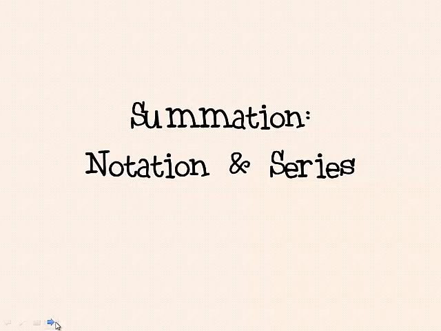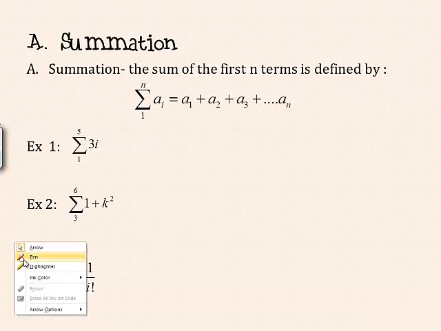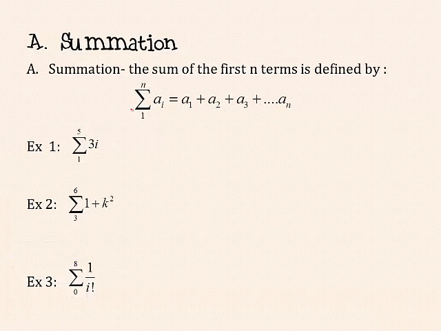This video is about summation, notation, and series. A summation is the sum of the first n terms, and it's defined by this equation. This is what it'll look like. This is called a sigma. It's a Greek letter sigma.